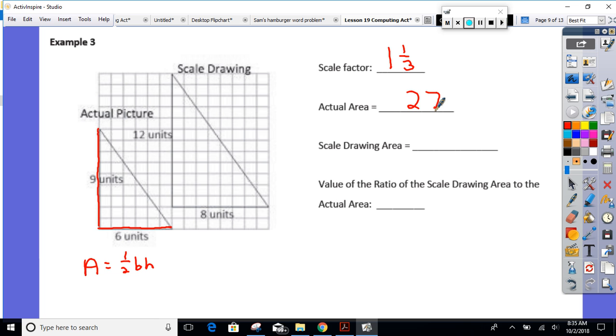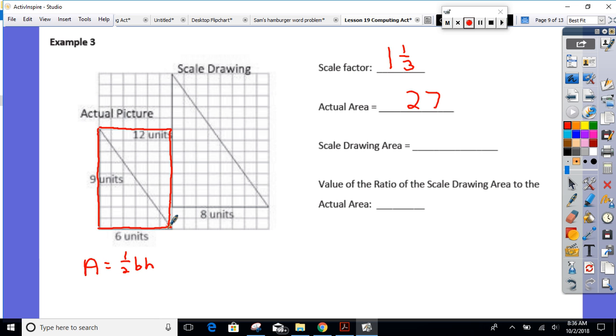The reason this works is if we extended this triangle like this, we would have 2 identical triangles fitting together to make a rectangle, right? So if we found the area of that rectangle, we would just do 6 times 9, and then each triangle is half of that. So that's why that formula works. It's kind of helpful if you know why they work, so that if you forget the formula, you can reason through what you would do.